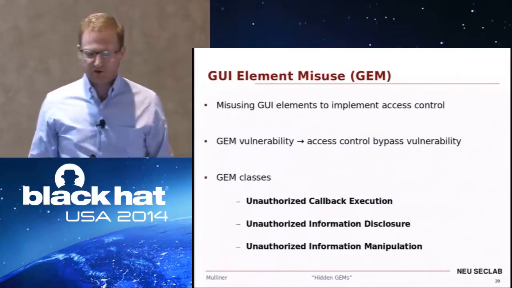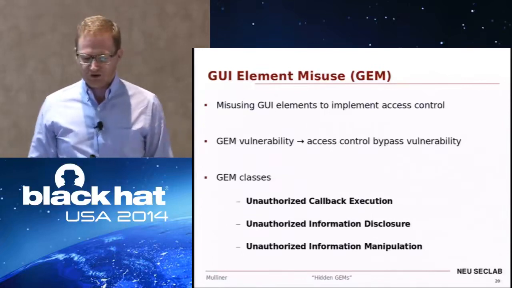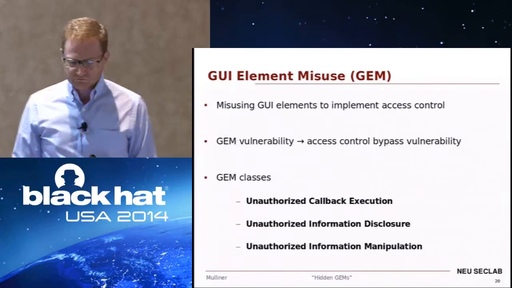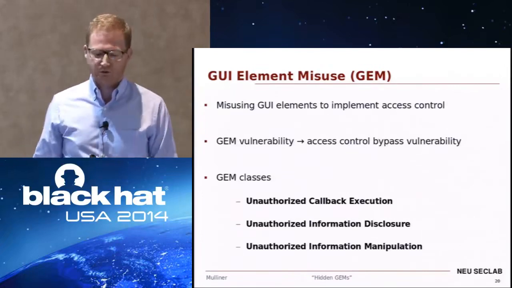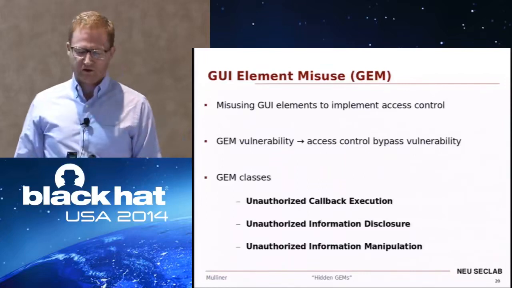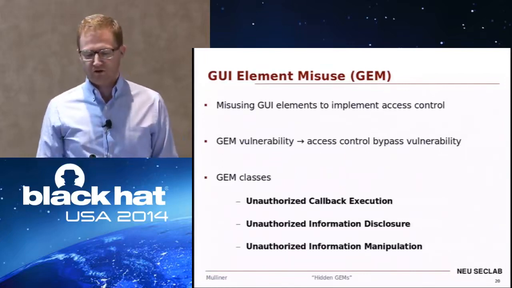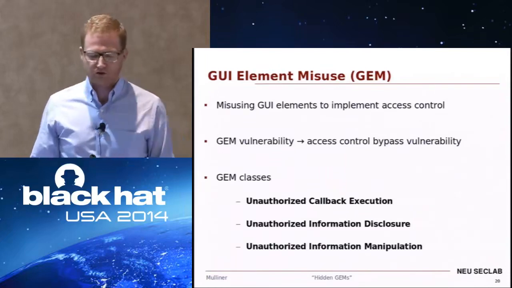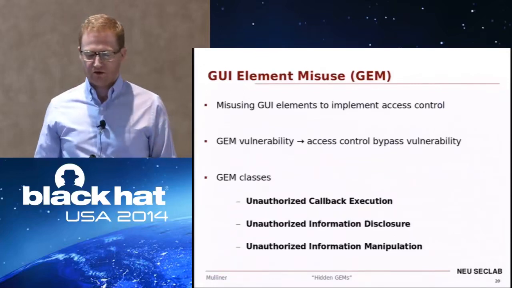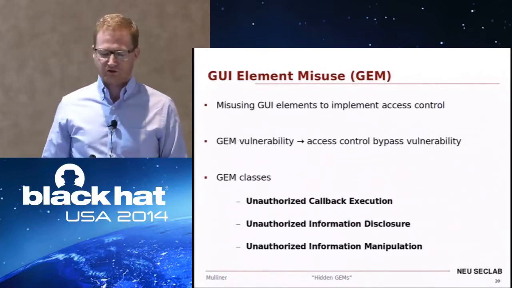This class of bugs, we name UI element misuse. Basically you're misusing UI elements to do stuff you were not supposed to do with them, in this specific case, implementing access control. If you have a GEM vulnerability, you basically have an access control bypass vulnerability. The three classes are unauthorized callback execution, data leakage, and data manipulation.